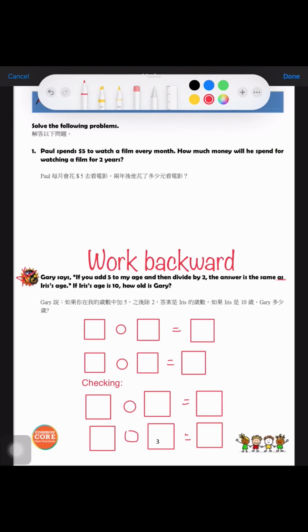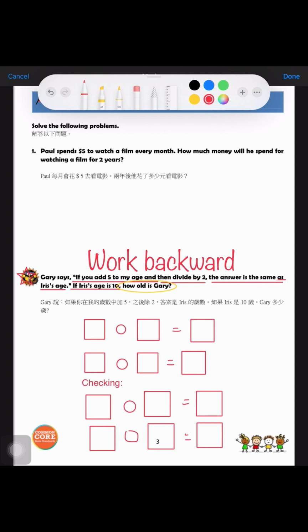Let's move on to the OWL question on page 3. Gary says, if you add 5 to my age and then divide by 2, the answer is the same as Iris' age. If Iris' age is 10, how old is Gary?